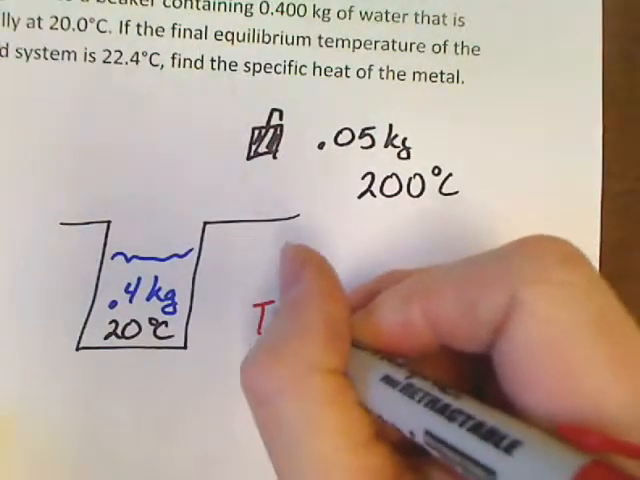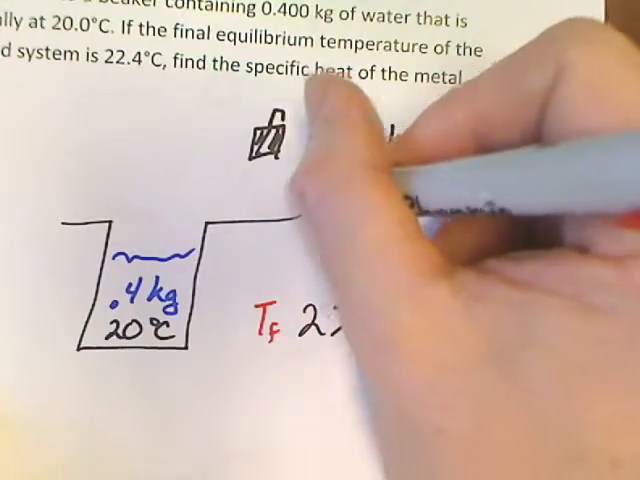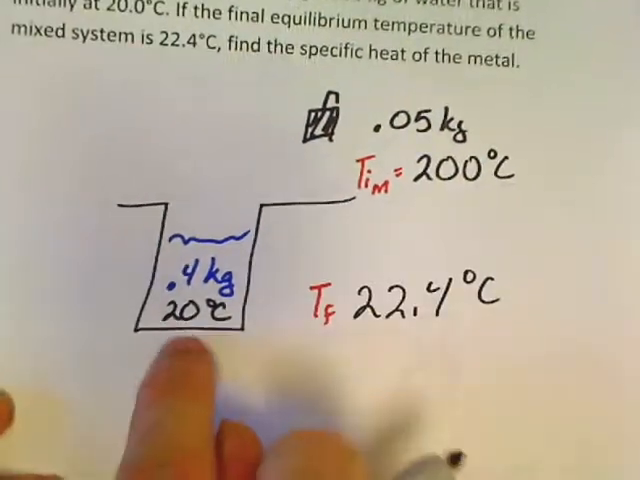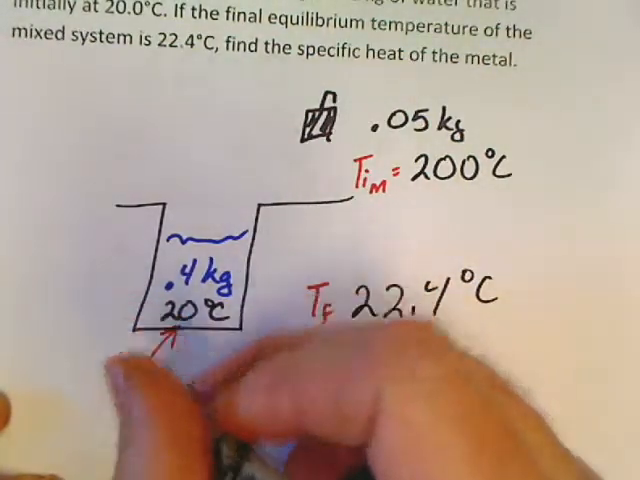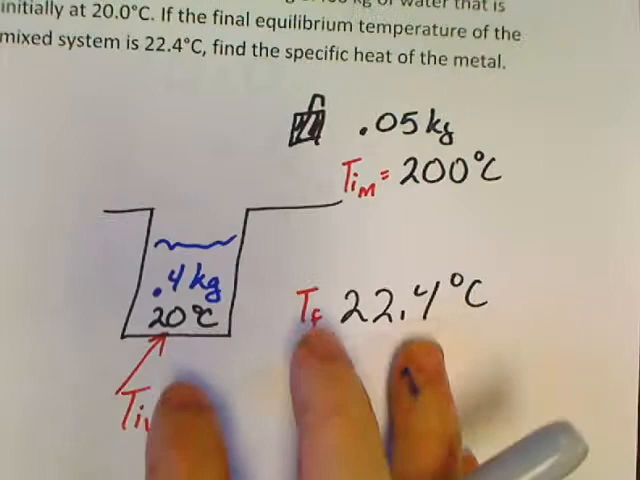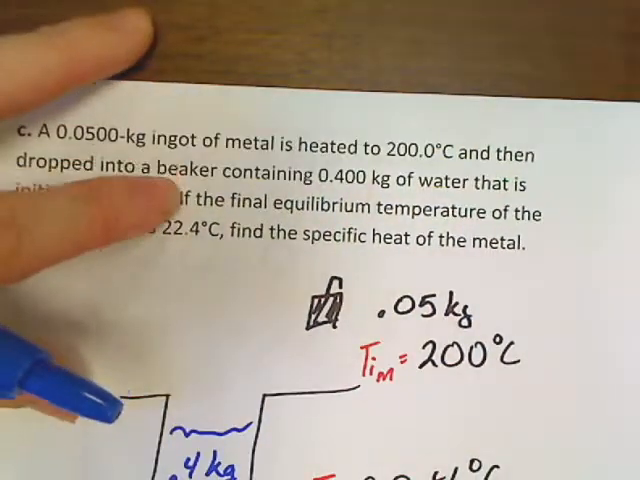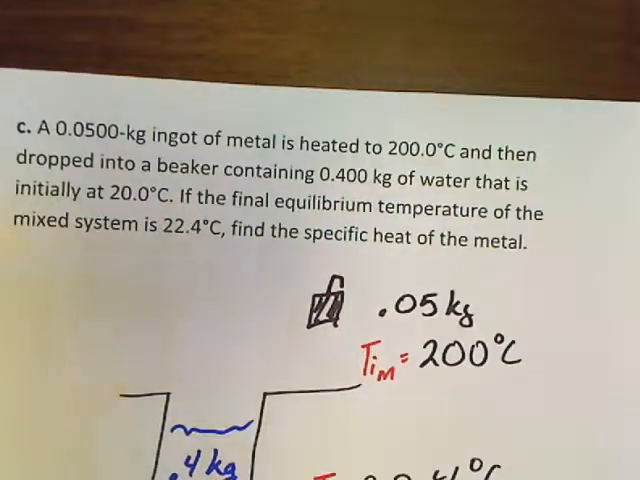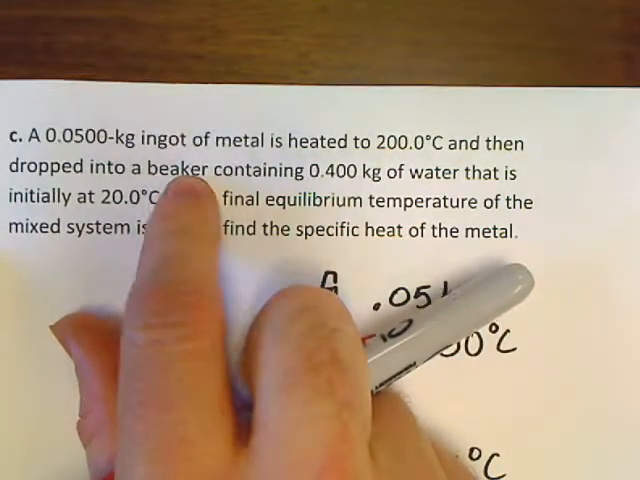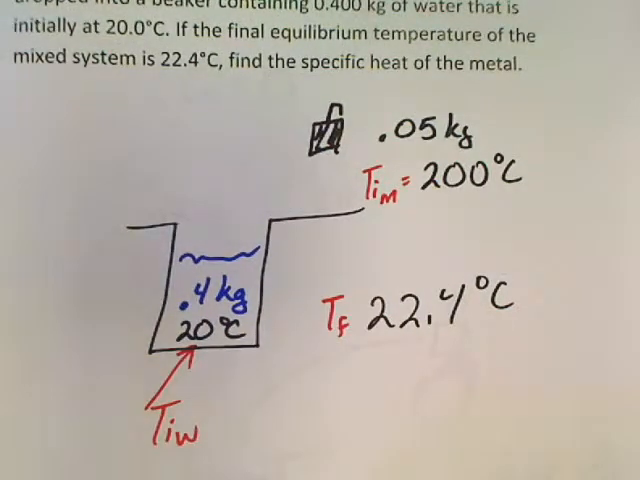So what does all this mean? Well, this is my temperature final. The 200 degrees is my, I'm going to call it TIM. That is my temperature initial of my metal. And this 20 degrees Celsius, that is my temperature initial of water that I've got in this. So this problem says it's dropped in a beaker. And I'm going to assume I can ignore it because I want to know, is this a glass beaker? And if so, how heavy is it? But apparently I get to ignore that in this problem.